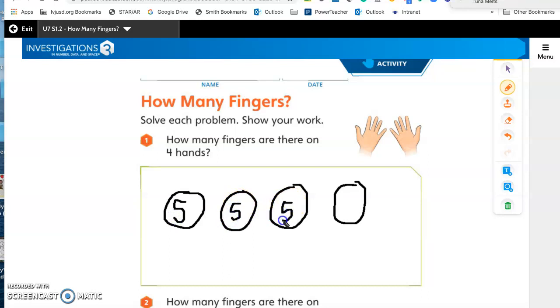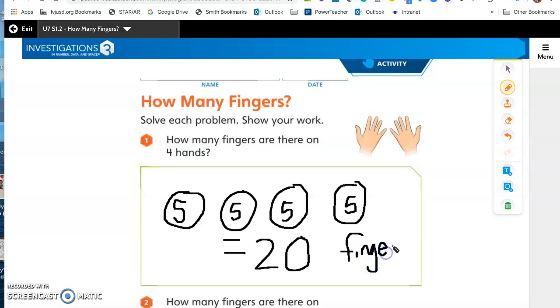then I would just write the number 5 in each of the circles that represent your hands, and you can count them. Let's try it together. 5, 10, 15, 20. There would be 20 fingers on 4 hands. Okay, drawing a picture is one way to solve these kinds of problems.